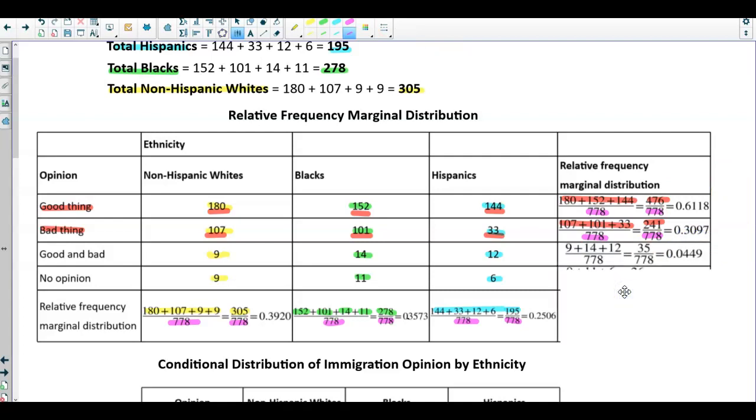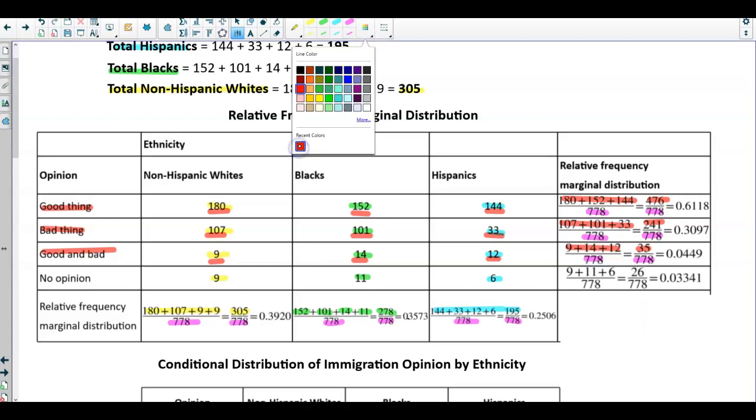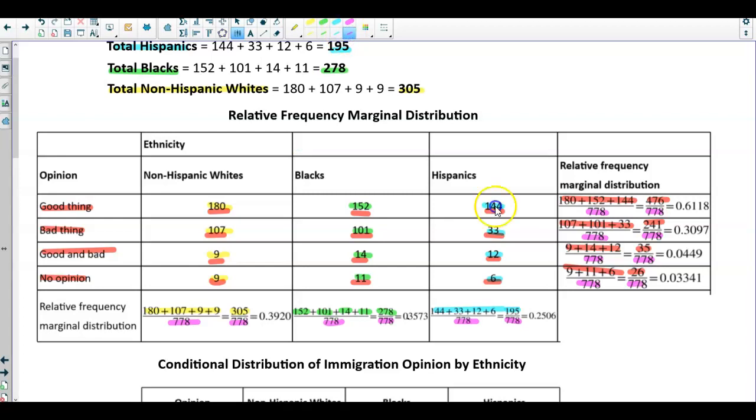Next, we take the row for good and bad. 9 plus 14 plus 12 gives us 35, and dividing it by the table total gives us 0.0449. The last one is no opinion: 9 plus 11 plus 6 gives us a total of 26, and we divide that by the table total to give us 0.0334.